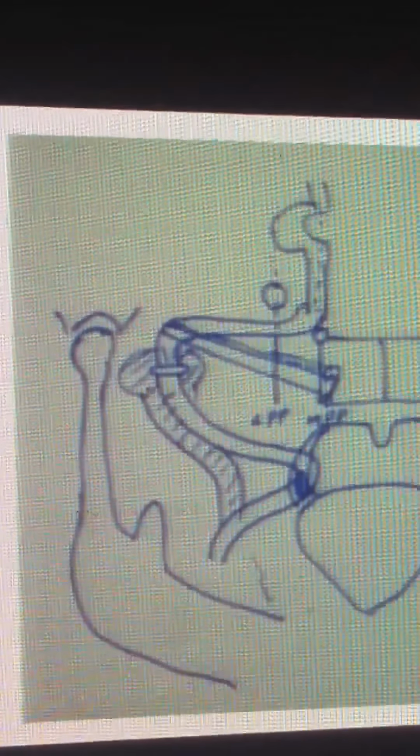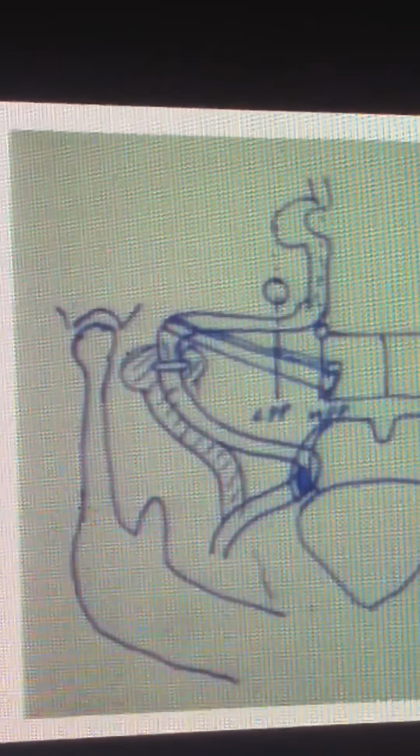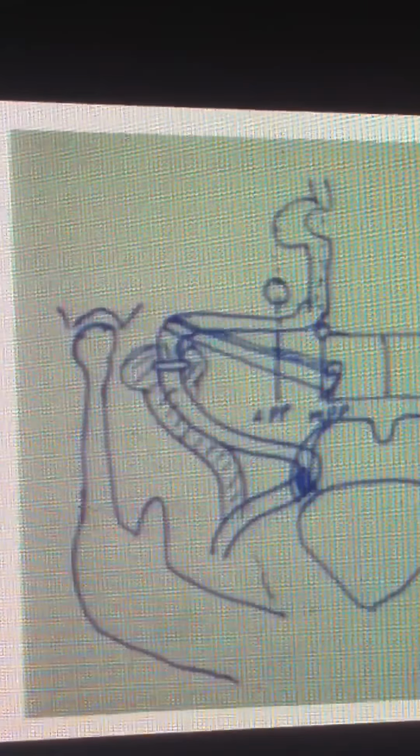Next is the IJV. When we are seeing it in the skull base, it stays posterior to the carotid canal, the jugular bulb, and this is the IJV. And the mandible.